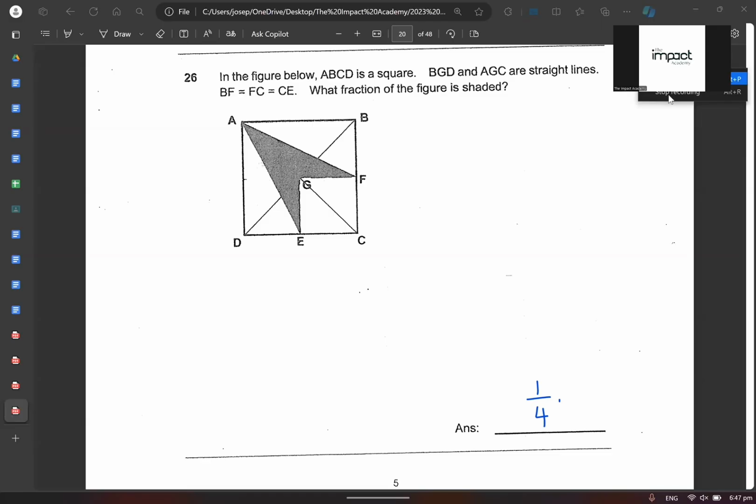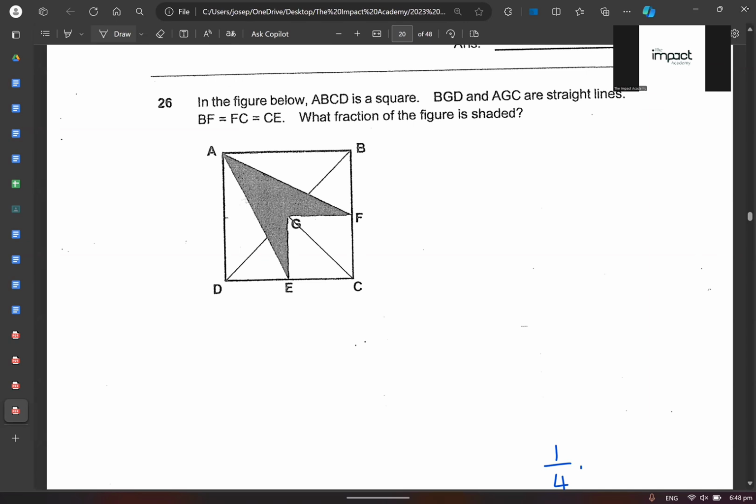Now, for this question here, they have no values or no measurements at all, right? The only thing you really have is that ABCD is a square. That's all they have given you, correct? So they told you ABCD is a square. What else? BGD and AGC are straight lines. That's it, right? And then they told you BF equals FC equals CE. This is a very important piece of information.